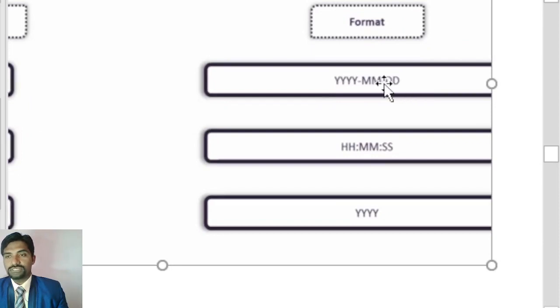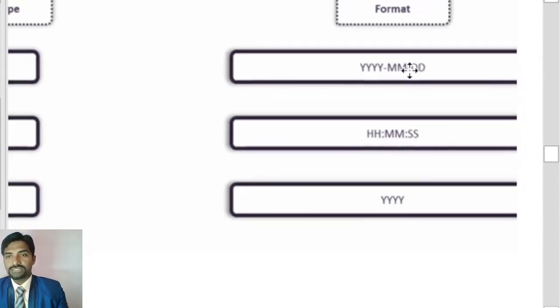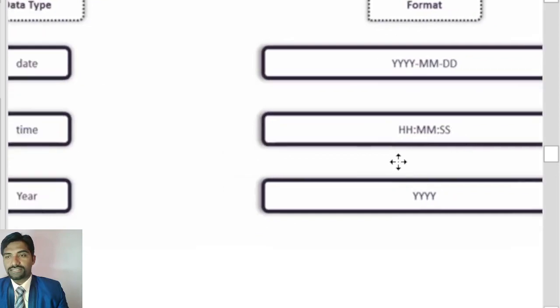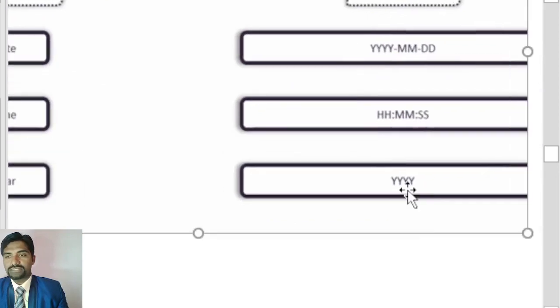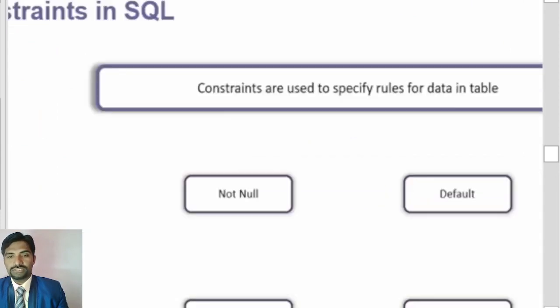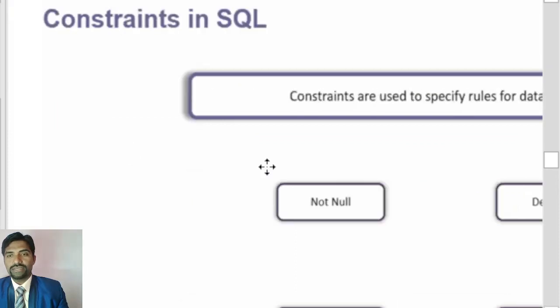This is the format. And next time, hours, minutes and second format. Year wise means 4 digits. These are the data types in SQL we are using. Next we plan to move on to the constraints.